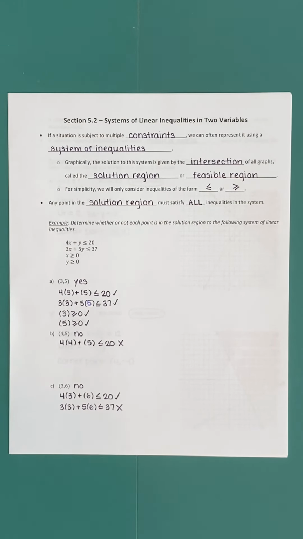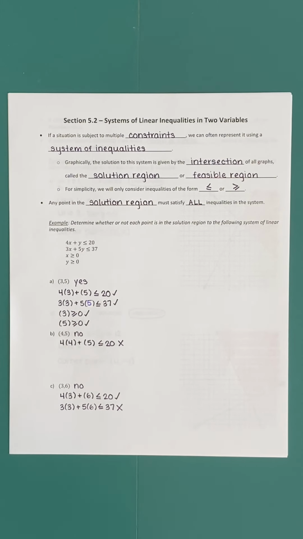So we want to determine whether or not each of these ordered pairs is in the solution region for this system of linear inequalities. So our system is 4x plus y is less than or equal to 20, 3x plus 5y is less than or equal to 37. Those are the two inequalities that define the relationship between x and y. And then we also have two additional inequalities. We have that x is greater than or equal to 0 and y is greater than or equal to 0 as well. Those last two inequalities we call non-negative constraints. All those are telling us is that the values that we choose for our variables cannot be negative numbers. They have to be at least 0.